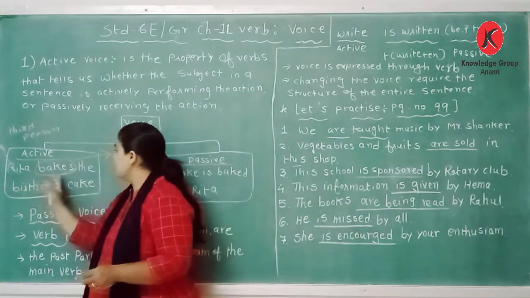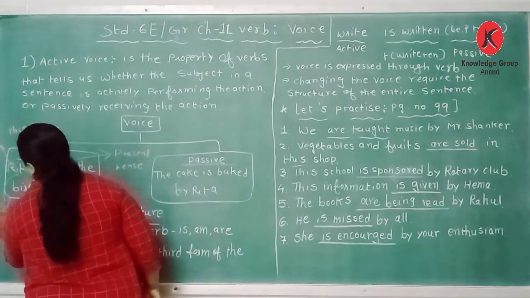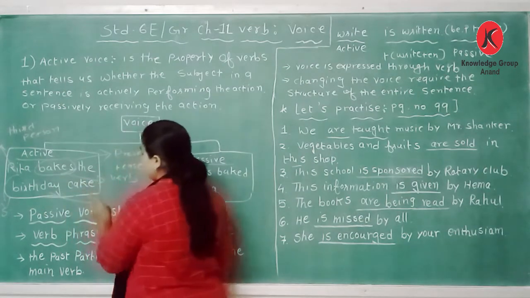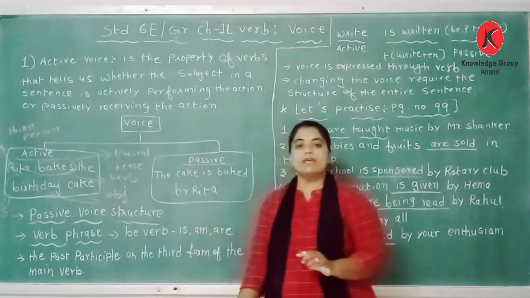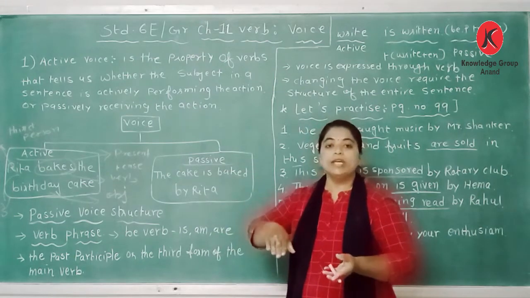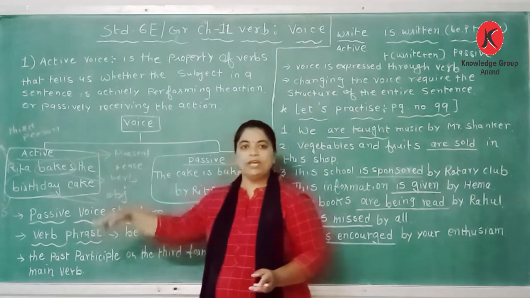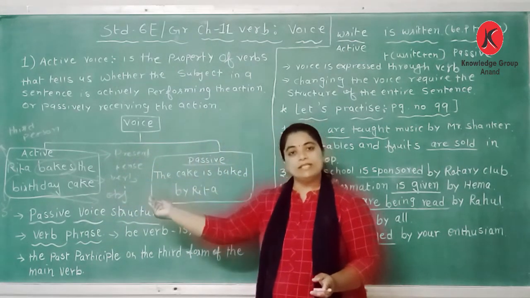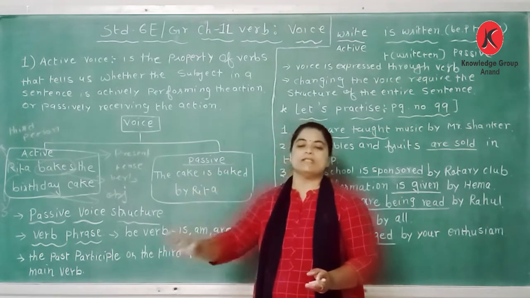So here, Rita bakes the birthday cake. Rita is the subject, bakes is the verb, and the birthday cake is the object in the sentence. The action is performed by Rita. The subject is performing the action here, so the sentence is in the active voice and in the simple present tense according to the verb.